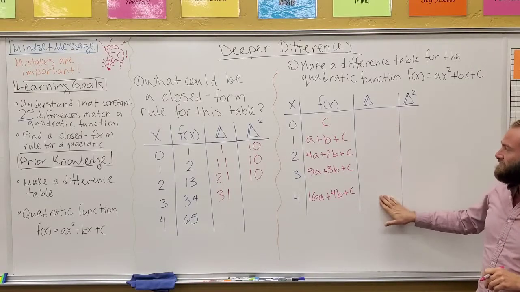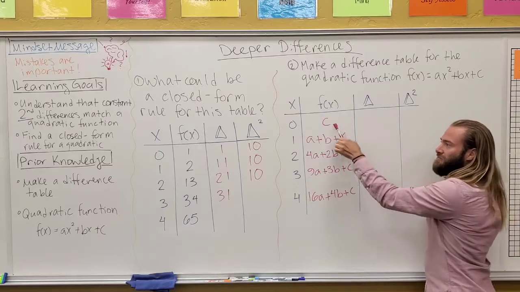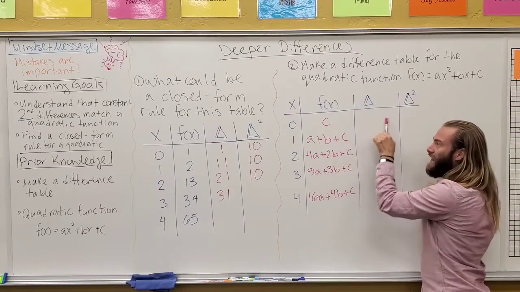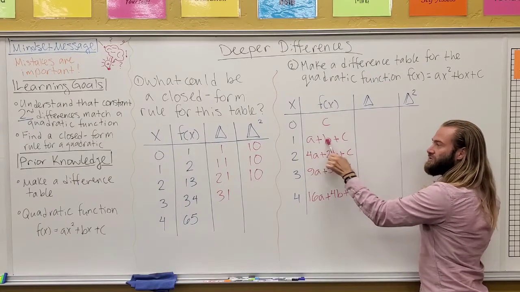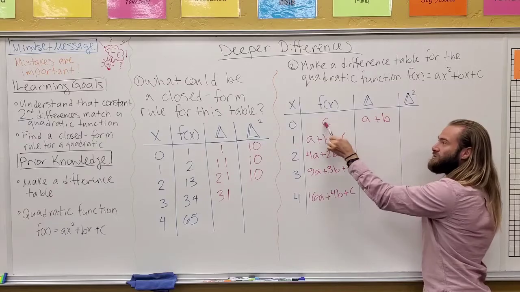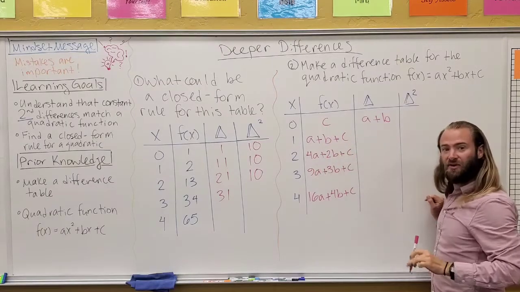Let's make the first differences here. If I'm at C, what did I add to get to this, right? What do I need to add to get here? Well, there's an A and a B, right? So here it's going to be A plus B. So C plus that gives me that, right?